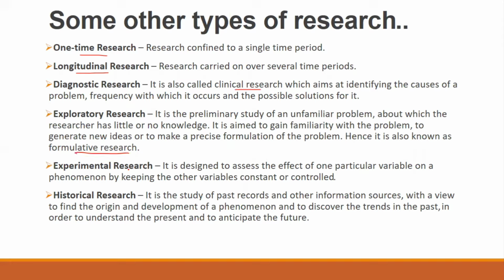Then comes the experimental research. It is designed to assess the effect of one particular variable on a phenomenon by keeping the other variables constant or controlled. Next comes the historical research. It is a study of past records and other information sources with a view to find the origin and development of a phenomenon and to discover the trend in the past in order to understand the present and to anticipate the future.